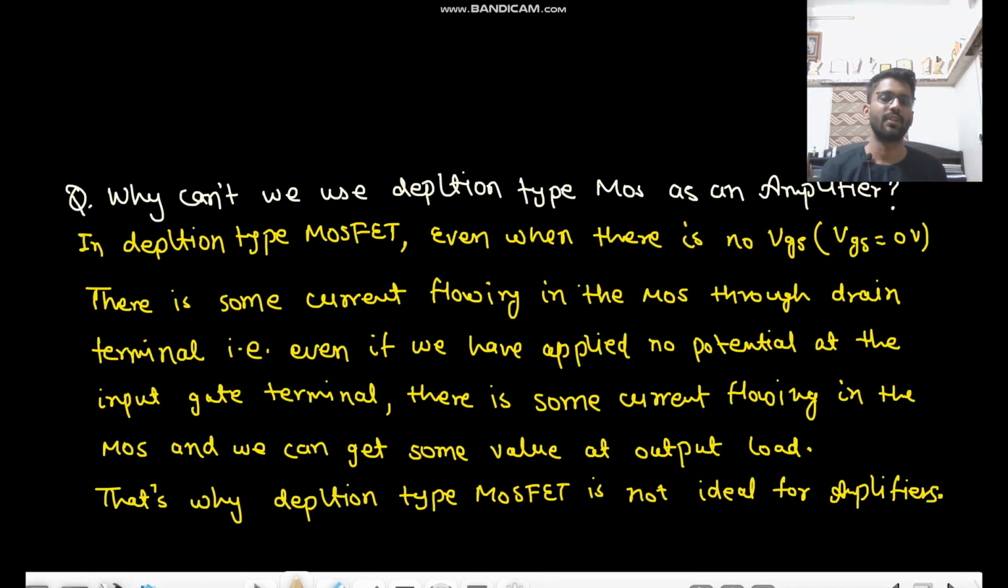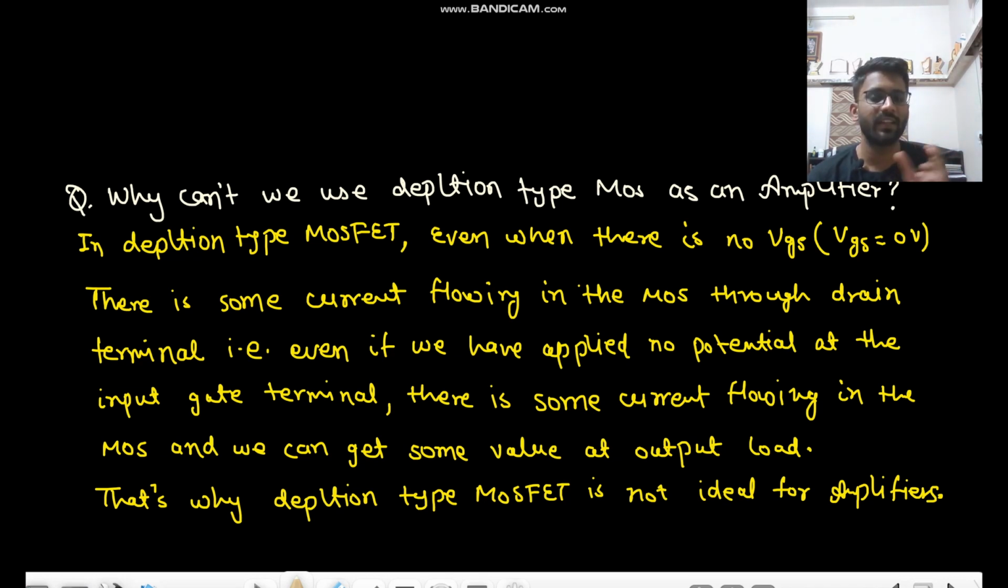So now you have understood that in depletion type MOSFET, even if there is no VGS, some current flows in the MOSFET through the drain terminal. It means even if we have applied no potential at the input gate terminal, there is some current flowing in the MOSFET, and we can get some value of output at the load.